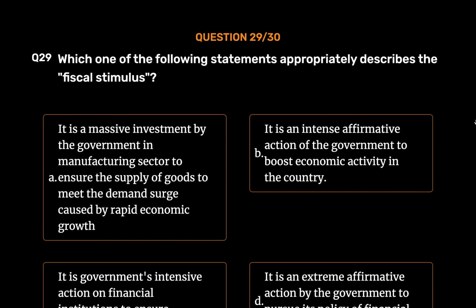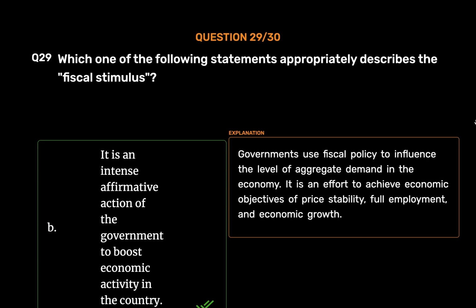The correct answer is Option B. It is an intense affirmative action of the government to boost economic activity in the country. Governments use fiscal policy to influence the level of aggregate demand in the economy. It is an effort to achieve economic objectives of price stability, full employment, and economic growth.